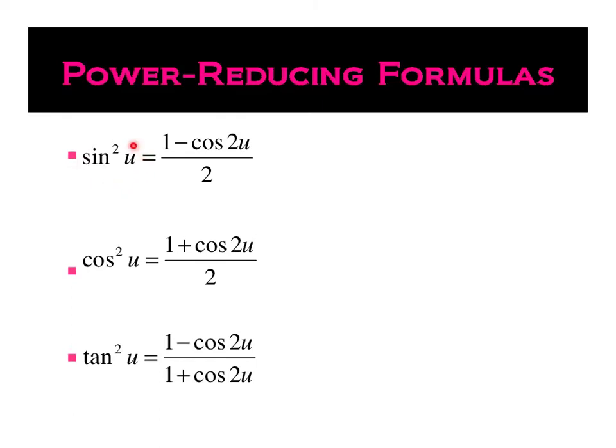Notice that sine squared theta is going to be equal to 1 minus cosine double angle over 2. Cosine squared theta equals 1 plus cosine twice that angle over 2. So the difference here is, for sine it's going to be 1 minus, cosine's 1 plus. Tangent is 1 minus over that 1 plus. Okay? Because you could take this over this, the 2's reduce, and that's where that formula is coming from.